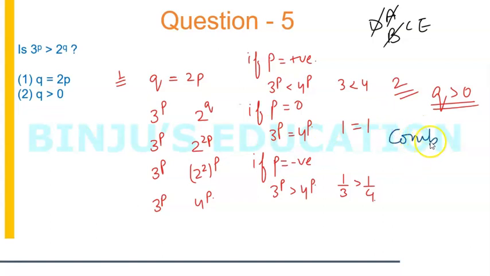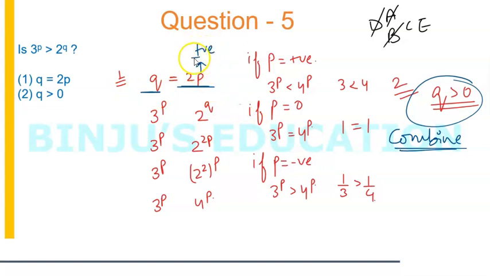So what if we combine both of them? If Q is positive, Q is actually equal to 2P. If Q is positive, can I say P has to be positive? P has to be positive. There is actually no other value possible for P. Which means, can I say this is the only applicable case that we have? So do we have a conclusive relationship between the two things? Yes, we do have. So our answer is option number C.